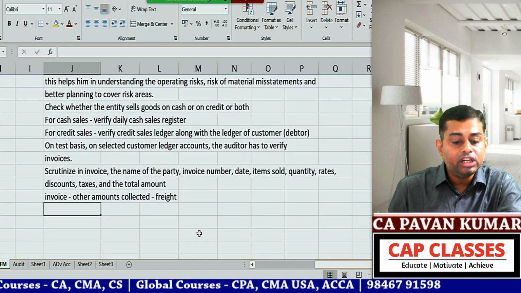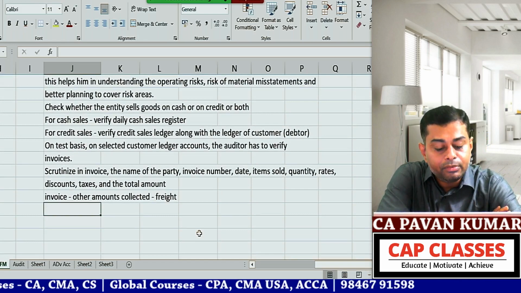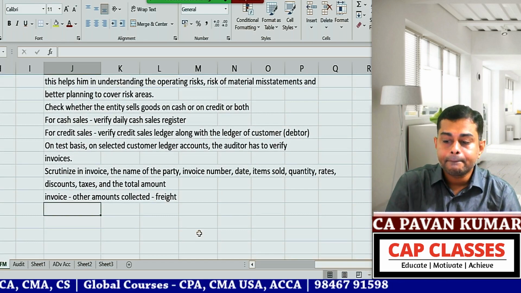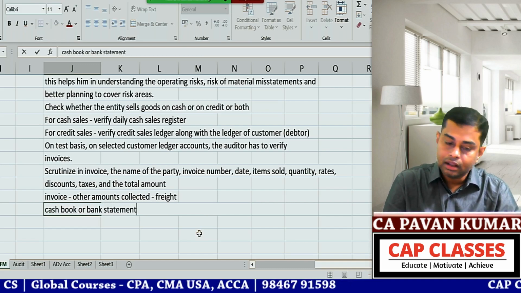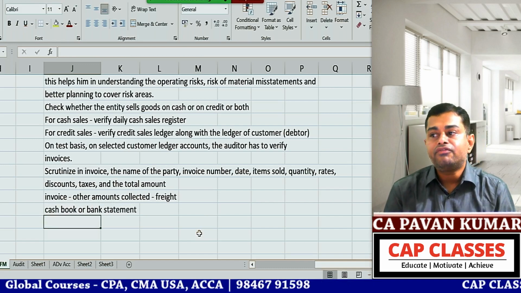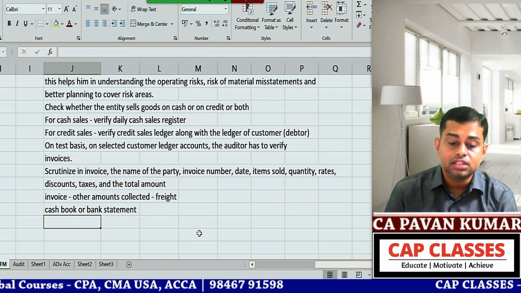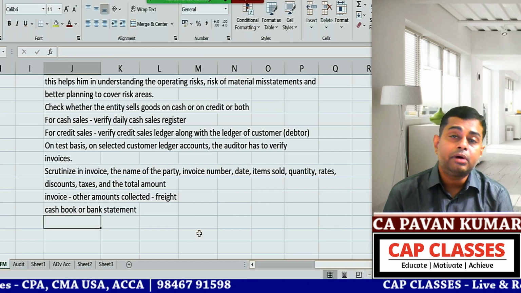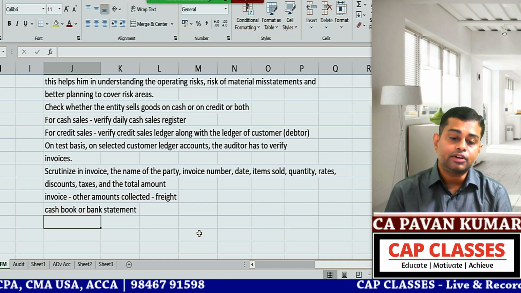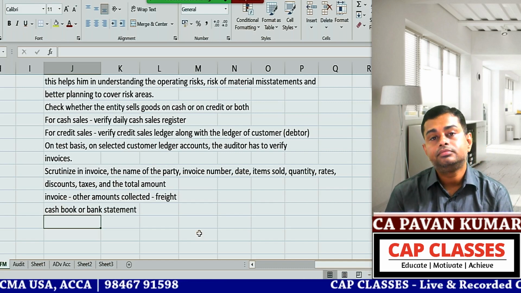So you have verified invoices. Next, what will you verify? Whether the amount in the invoice has been received. Cash book or bank statement. Verify the cash book for collections. Verify the bank statement if the customer transferred money through cheque or online transfer. Next.